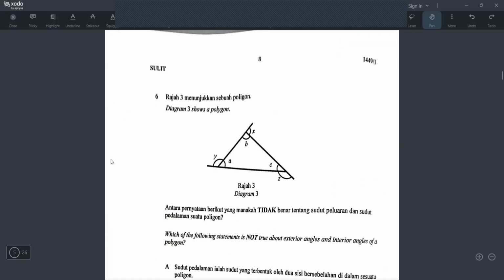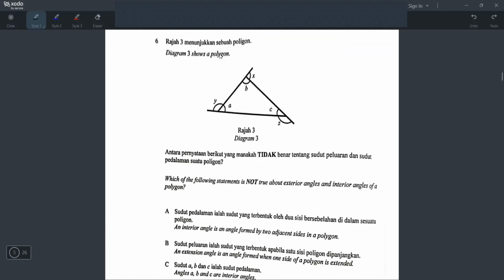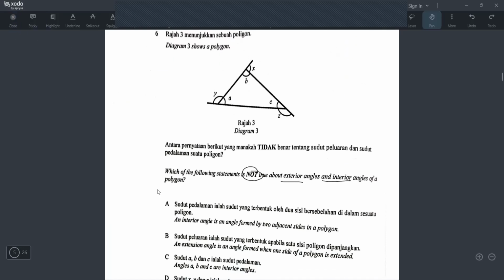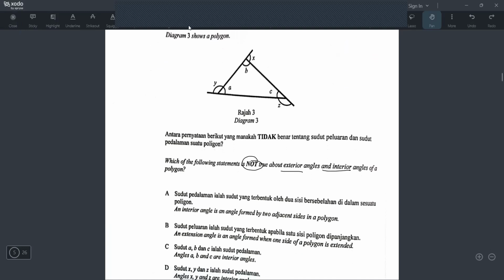So that's all. Okay, number 6, diagram 3 shows a polygon. Which of the following statements is not true about the exterior angle and interior angles of a polygon? This is lower form. This one you learn in lower form, Form 1, Form 2, Form 3. Okay, let me just bulletkan the answer first, then only I explain to you, all right? So let's just read one by one.